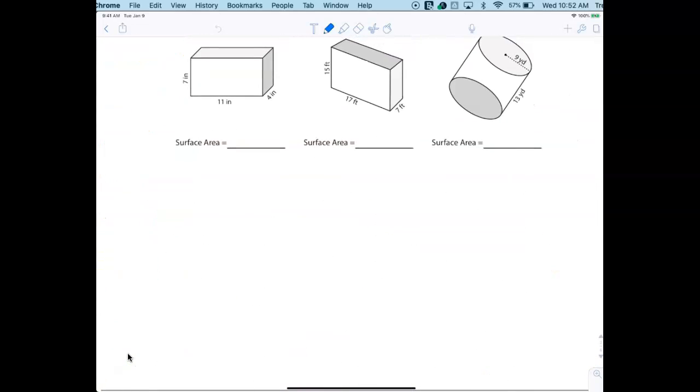All right, so again, we said the formula you should have on your paper, surface area is 2 times the area of the base plus the perimeter times the height. That is for a prism. All right, yes, sir. What did you get? I got.